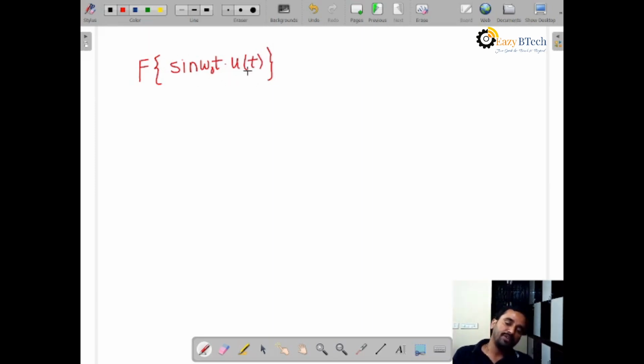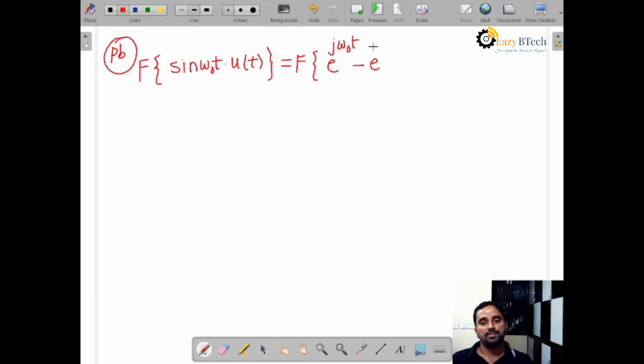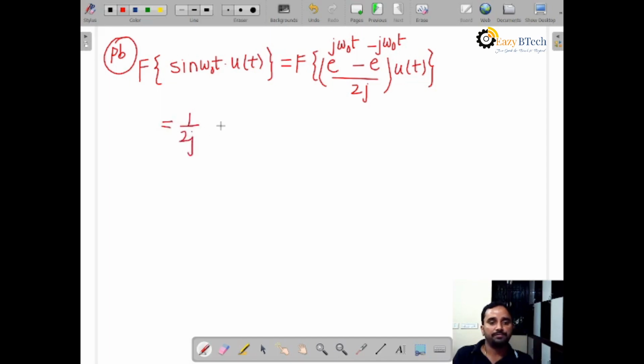We already know the Fourier transform of u of t, and the sine function can be written in terms of exponentials. So this problem is very important and easy. The sine function we can write as e power j omega naught t minus e power minus j omega naught t, divided by 2j. So this is the sine function into u of t, right or not? Again we can do it separately. 1 by 2j we can write outside.